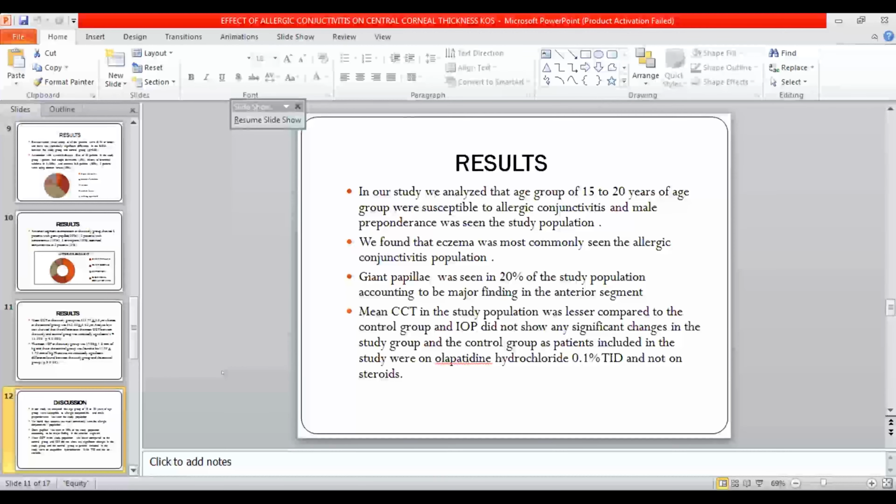Coming to the discussion, in our study, we found that the age group of 15 to 20 years was susceptible to allergic conjunctivitis and male preponderance was seen. We found that eczema was most commonly seen in the study group. Giant papillae was the most common clinical sign, and the mean CCT in the study population was lesser compared to the control group. IOP did not show any significant changes between the study group and the control group, as the patients included in the study were on olopatadine and not on steroids.